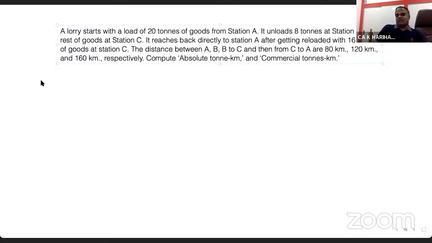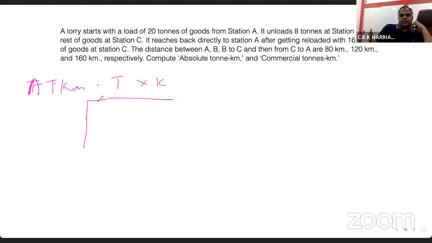What is called absolute ton kilometer? Ton into kilometer. It's the easiest one, a frequently asked 5 mark question. Ton into kilometer is equal to ton kilometer. X into Y is equal to XY. So this ton into kilometer is equal to ton kilometer.